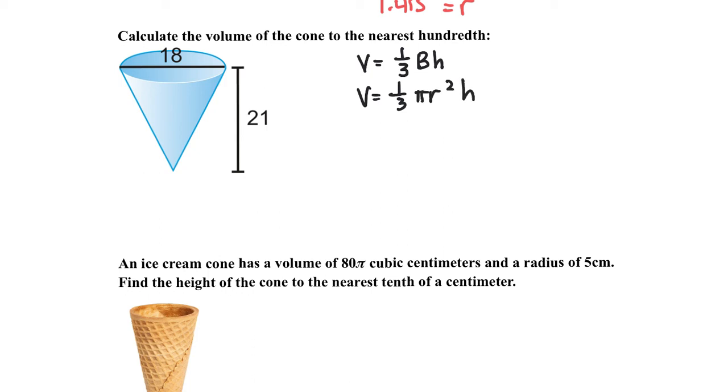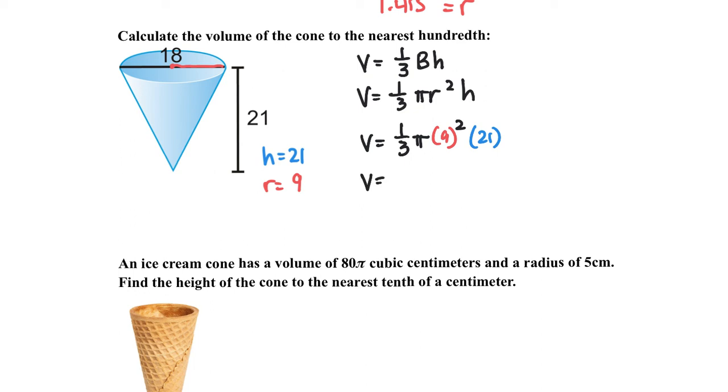Okay, what do I have? I have a height of 21, and the radius is only half. They gave me the entire diameter, but the radius is only half of that, which is 9. Let's put it in. 1/3 times pi, plug in 9 for the radius, plug in 21 for the height, and then go to the calculator. Pause the video and put that in your calculator as well.